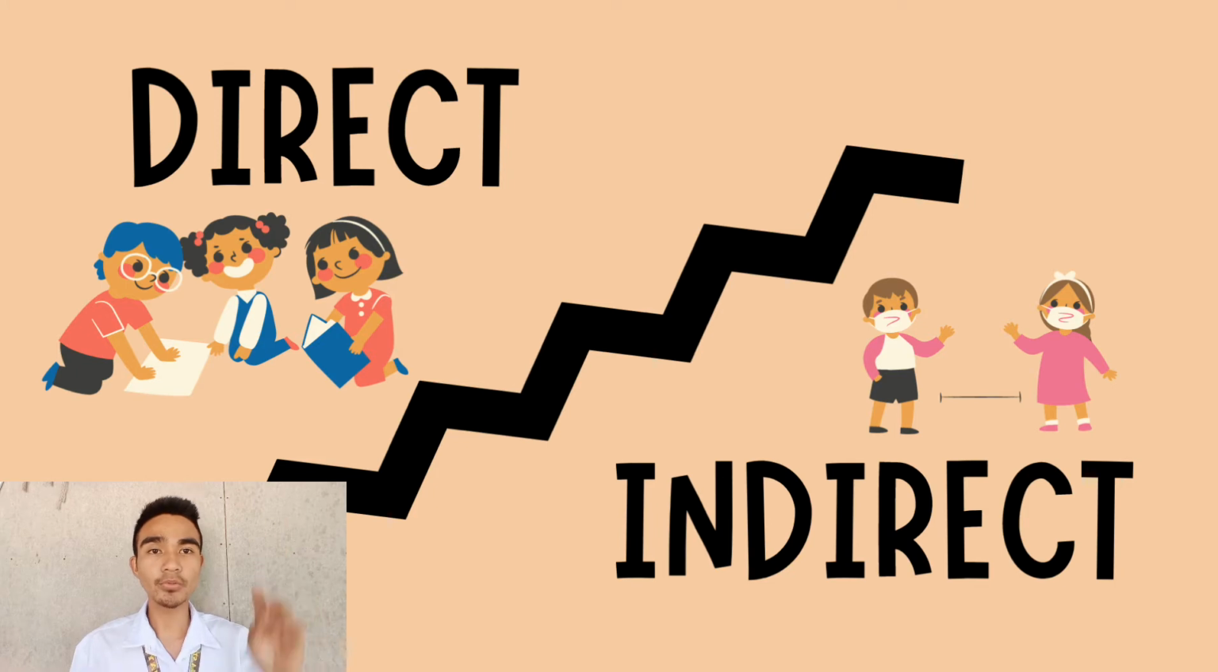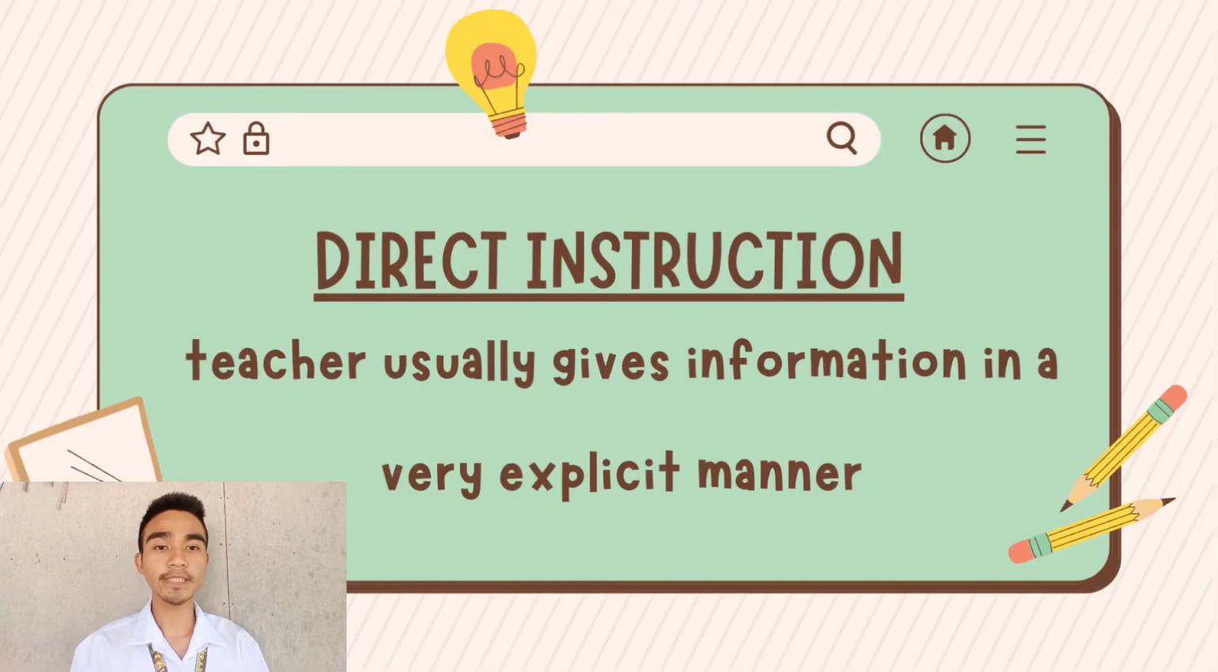So what are these two? Okay, so first, what is direct strategy or instruction? Meaning, when we say direct instruction, the teacher usually gives information in a very explicit manner.